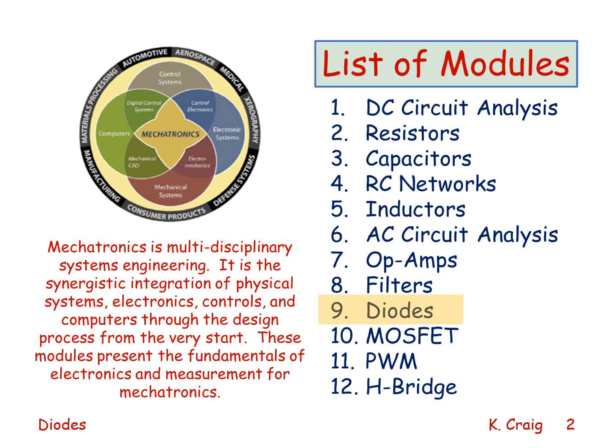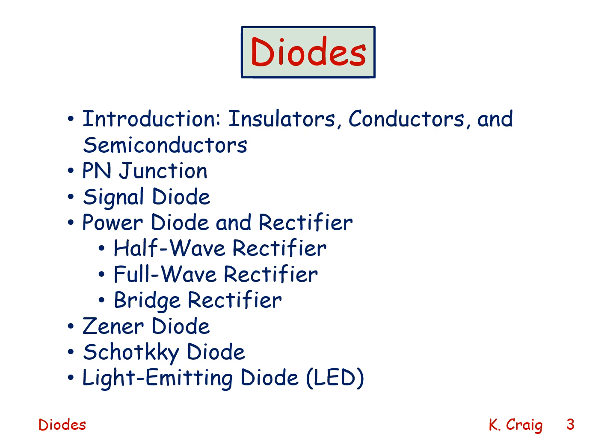This is Module 9 on diodes. Topics include an introduction to insulators, conductors, and semiconductors, the p-n junction, the signal diode, the power diode and rectifier, half-wave rectifier, full-wave rectifier, and bridge rectifier, the Zener diode, the Schottky diode, and the light-emitting diode.